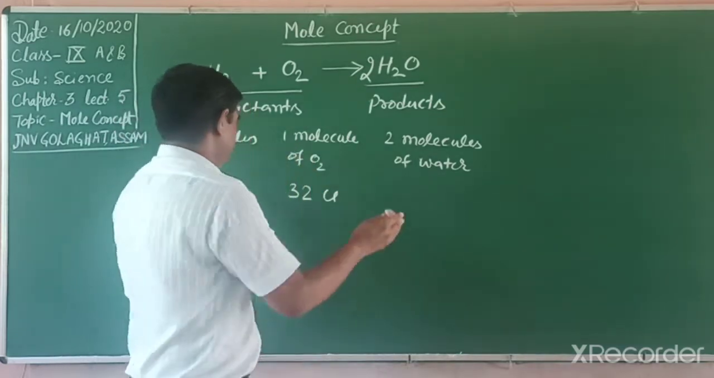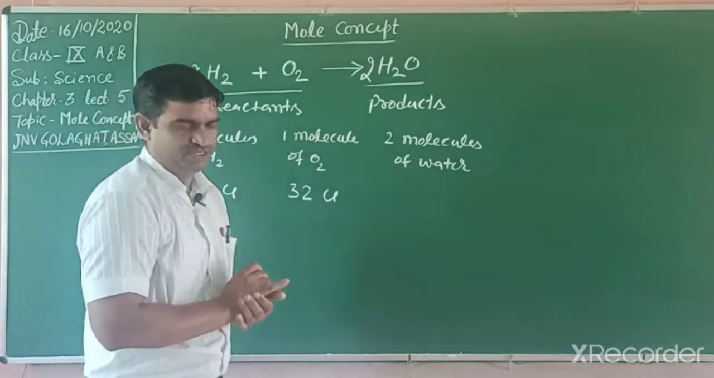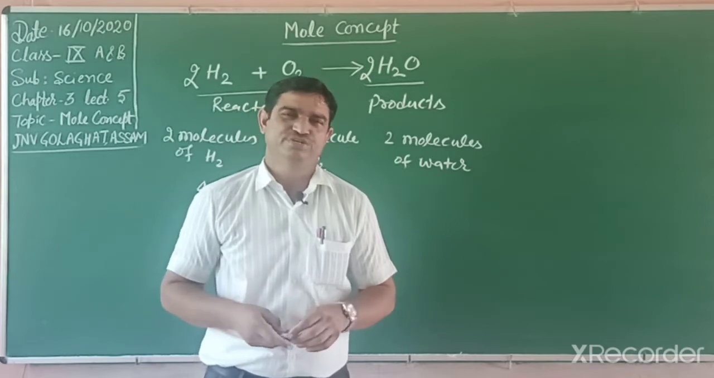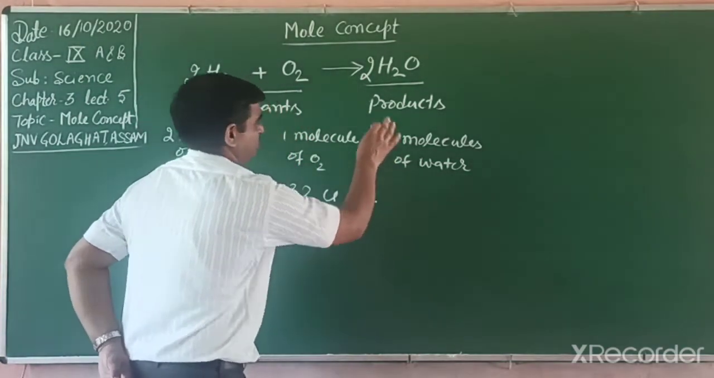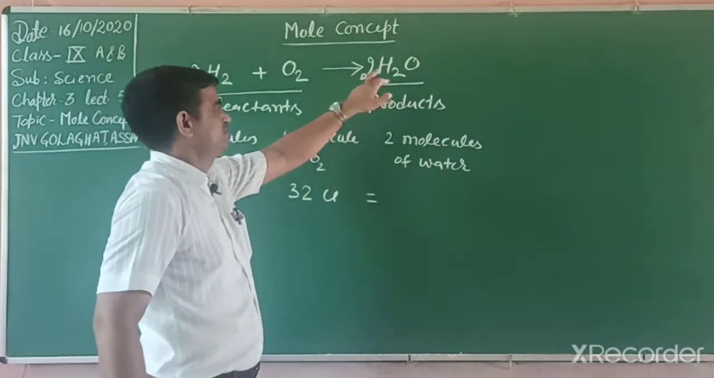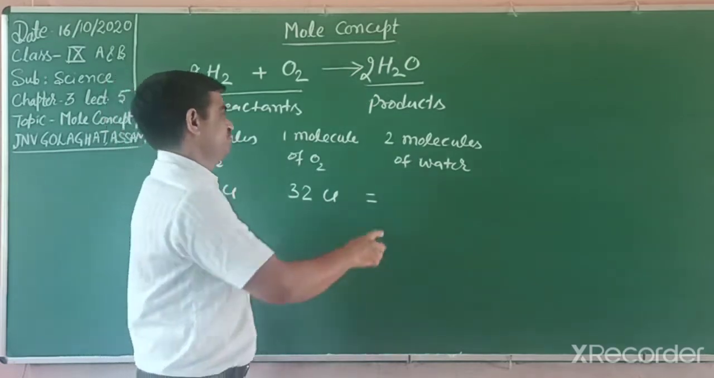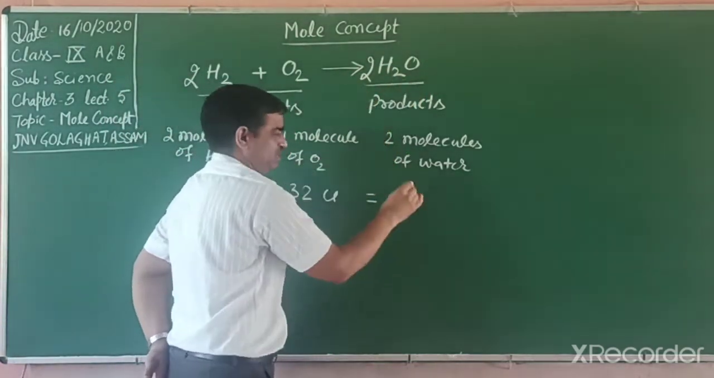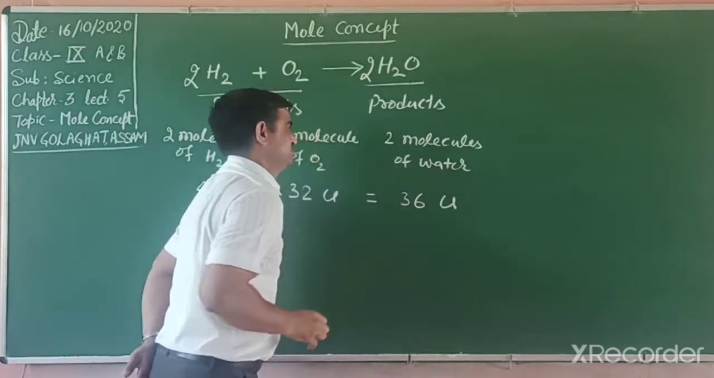Then when it's combined, 32 plus 4, we know according to the law of conservation of mass, mass is neither created nor destroyed in a reaction. So it must be equal to the mass of the product. Because we can find the hydrogen mass is 2, we already discussed how to find the molecular mass. 2 plus 16, total 18, 18 times 2 is 36. So it is 36 unified mass.